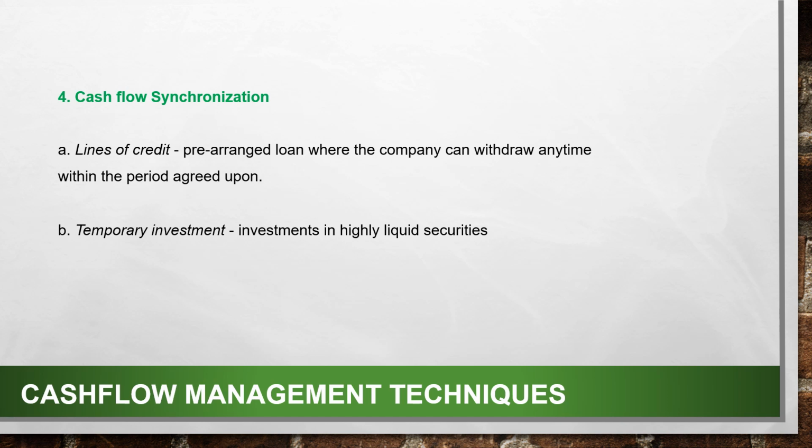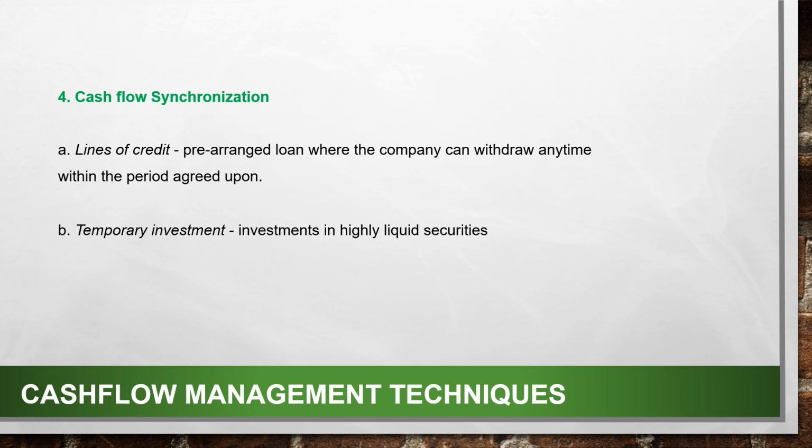So that's one way to synchronize cash flow, because you don't have to have cash at hand, but there's already a guaranteed source of that cash should obligations arise. Okay, so you can easily go to BDO and withdraw anytime within the 3 months as long as it is within the allowable loan amount, let's say 1 million for that line of credit.